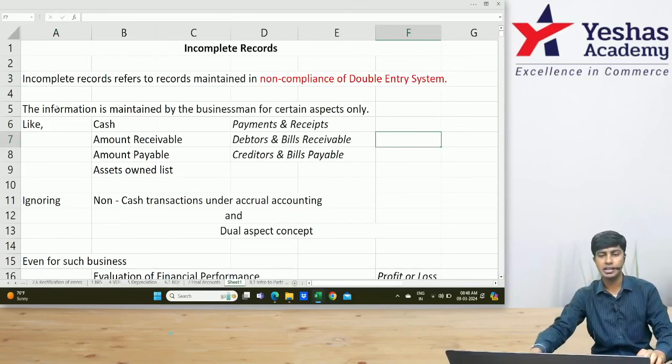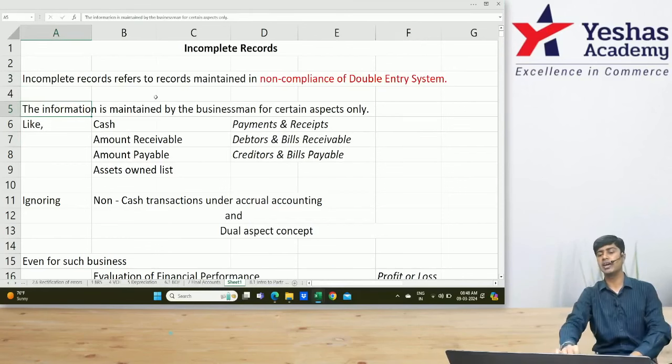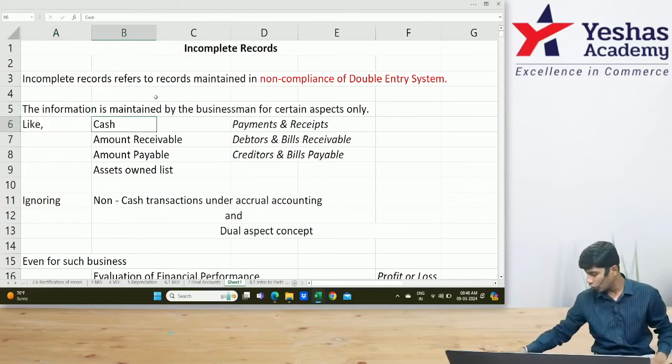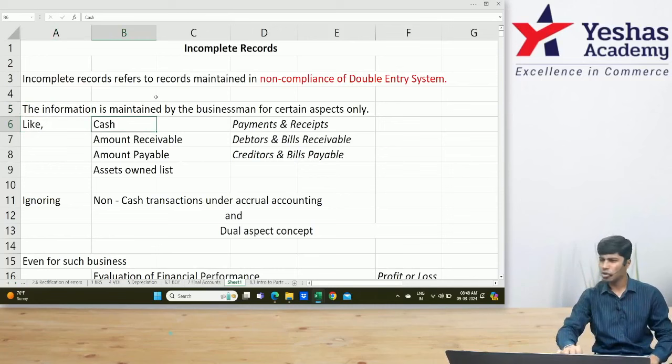Very good. Read the next slide. The information is maintained by the businessman for certain aspects only. What would he record? He'll record cash. He'll record all the cash received, all the cash paid. No matter how small the businessman is, he will keep record of cash. How much cash received, how much cash paid.